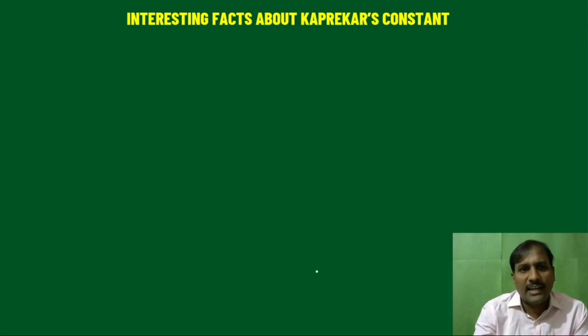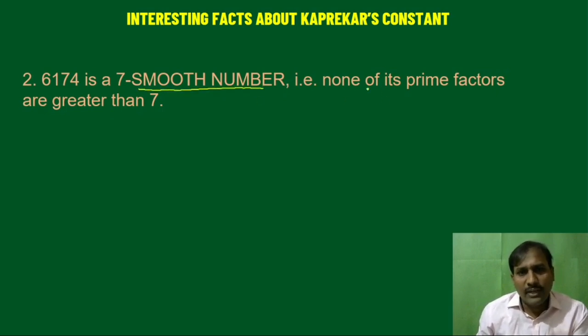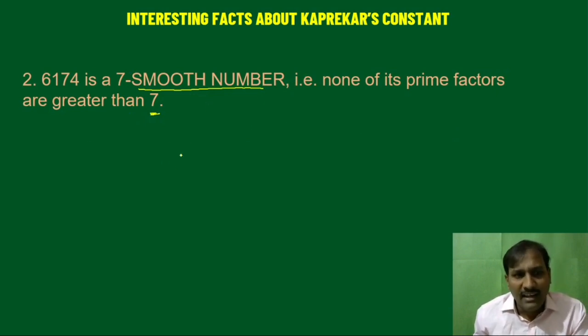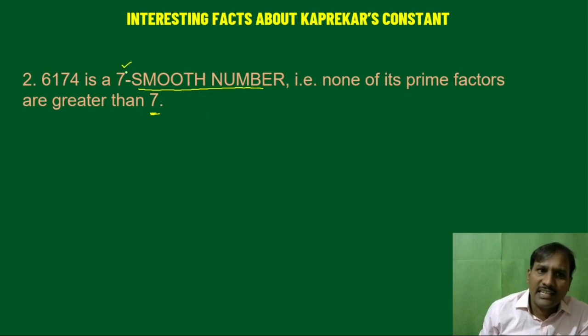And the second fact about this is it is a 7 smooth number. What is a smooth number? If none of the prime factors are greater than 7, then it is called a 7 smooth number. If none of its prime factors are greater than 5, then it is called a 5 smooth number. Meaning in its prime factors, if 7 is the highest prime factor, then it is called a 7 smooth number.